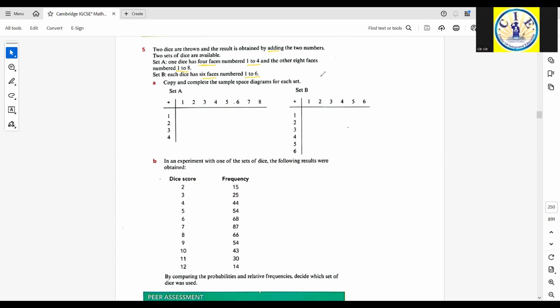Okay, let me do it over here without drawing a separate one for this. 1 plus 1, this is 2. 1 plus 2, 3, 4, 5, 6, 7, 8, and 9. And for this 2 plus 1 is 3. This is 4, 5, 6, 7, 8, 9, and 10.